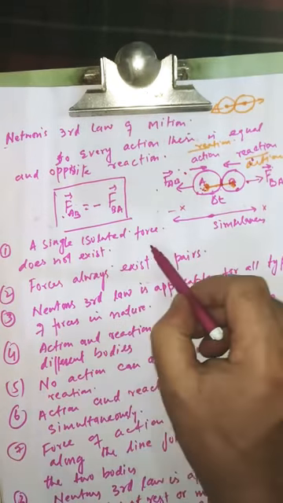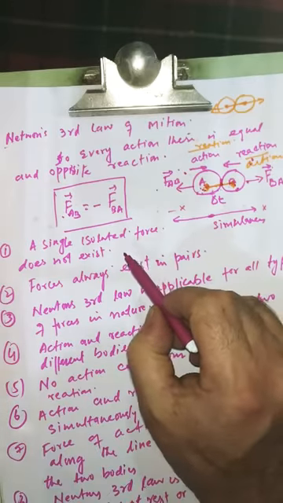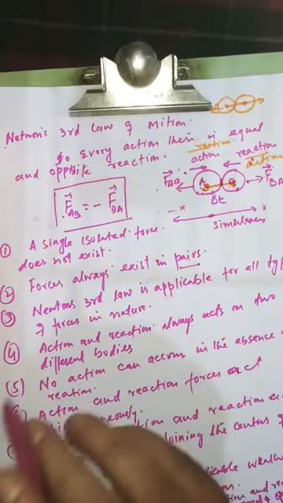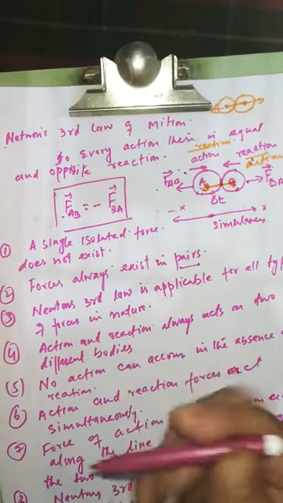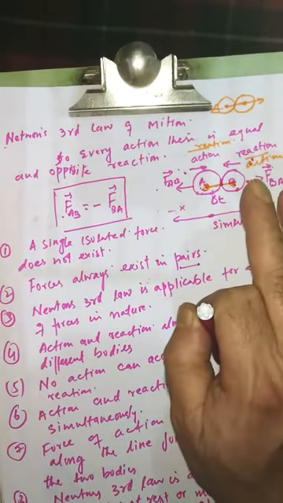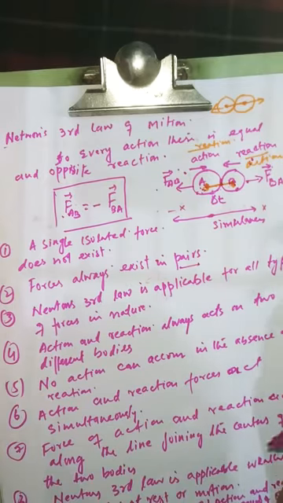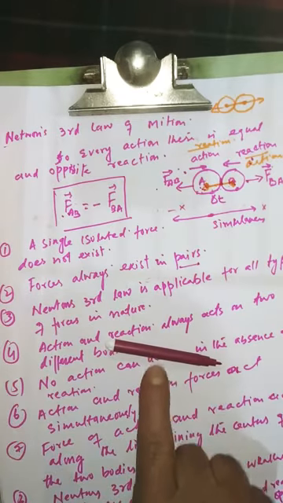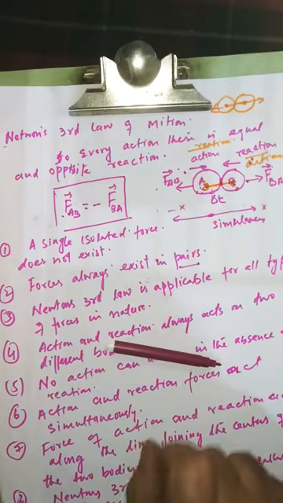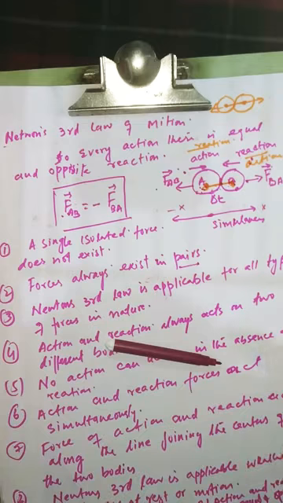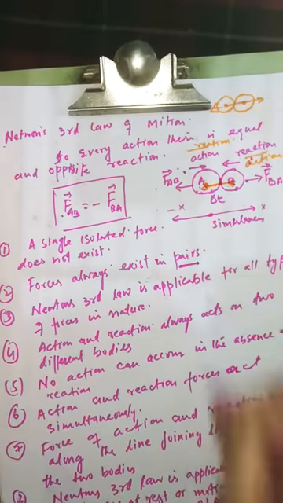Pehla, a single isolated force does not exist. So whenever forces exist, they always exist in pair. In nature, no single force exists. Suppose when I push this thing, now I have applied the force, in turn it will apply force. Though they may move, or they may not; here they are not moving. Suppose this is a body, when I push it, in turn it is also pushing my hand. So, a single force cannot exist. Clear? Jab bhi force act karenge, wo pair mein hoti hai.